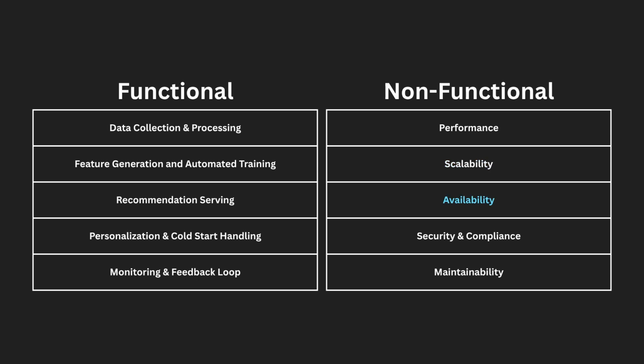Next, availability, the recommendation service must achieve 99.9% uptime with fault tolerance architecture. Following this, security and compliance. All data must be encrypted in transit and at rest, complying with GDPR or CCPA rules. Finally, maintainability. The architecture must be modular to allow easy updates to models, algorithms, and components.